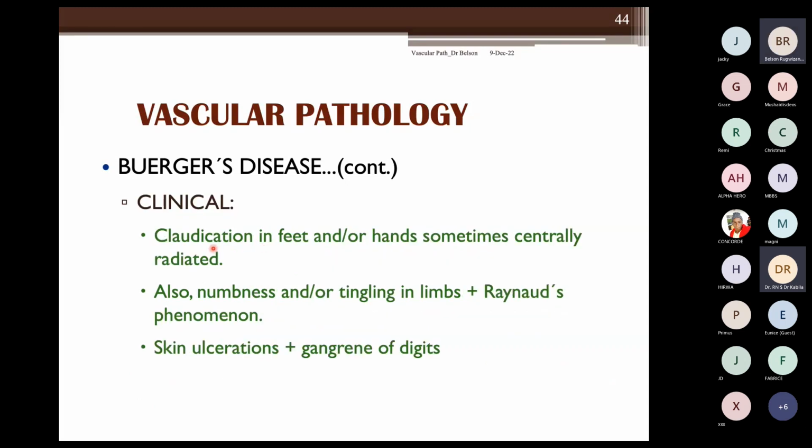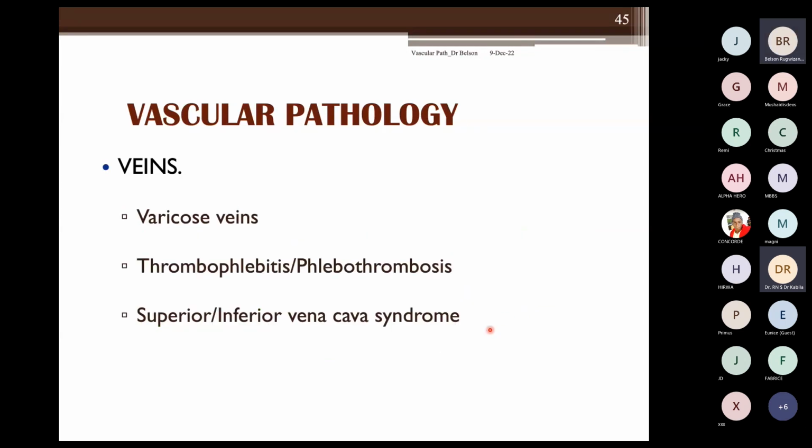So as I was saying, there is claudication in the feet and your hands, sometimes centrally radiated, numbness, tingling, and the Raynaud phenomenon, and so on. So that's all for the arteries. So for the veins, we go to the veins now. And as I said, we did not discuss the tumors. They will be discussed in other chapters.